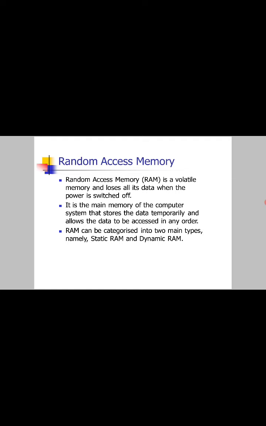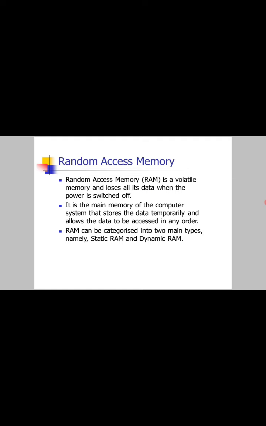Second, it is the main memory of the computer system that stores the data temporarily and allows the data to be accessed in any order. It is generally used to store data temporarily. Temporarily means not permanently, meaning whenever the power supply is off, all the data and program information are automatically erased. RAM means random access memory, which is a dynamic memory.